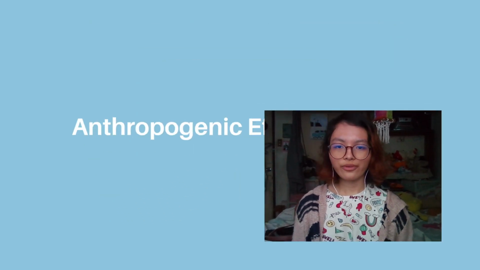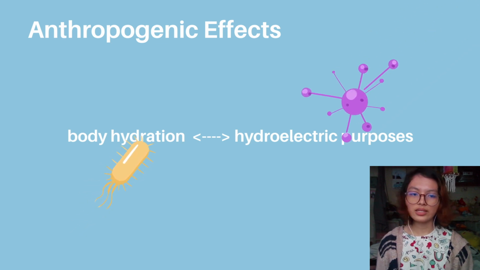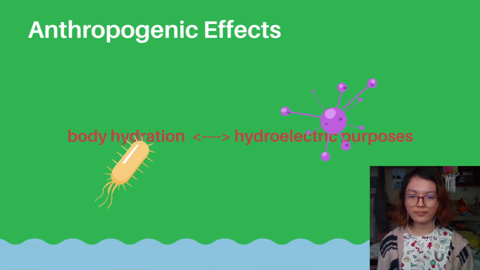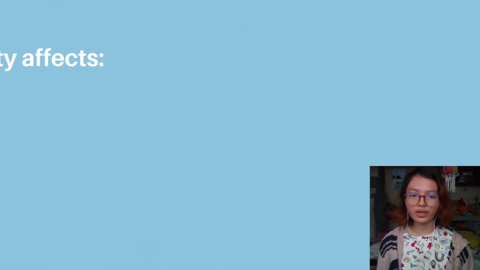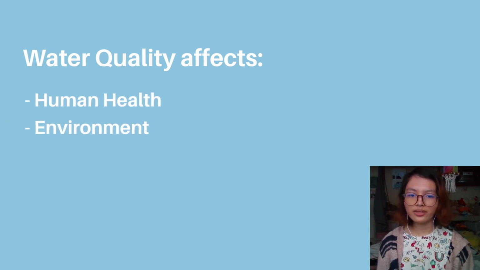Anthropogenic effects. Taking good care of the water is an important priority of every living being, as we always depend on it, from body hydration to hydroelectric purposes. If it happens to be mixed with harmful microorganisms or chemicals, it will cause the water quality to deteriorate and will be harmful and toxic to every living thing. The anthropogenic effects on water quality may greatly affect human health, environment, and even the world economy.